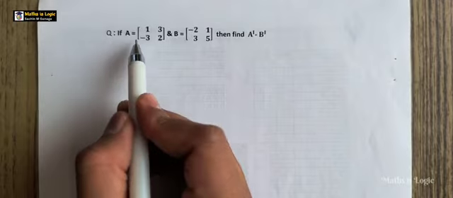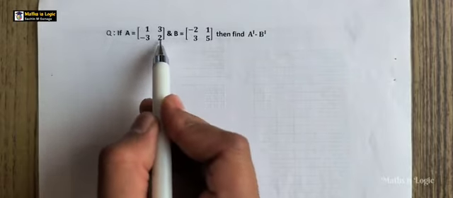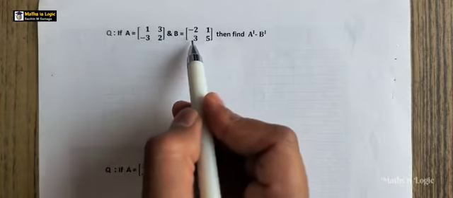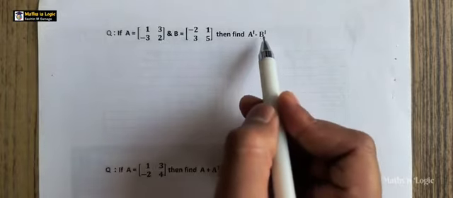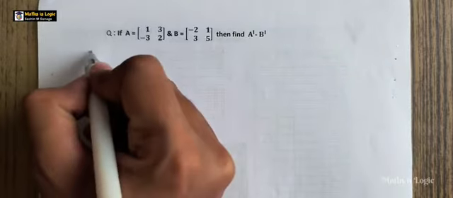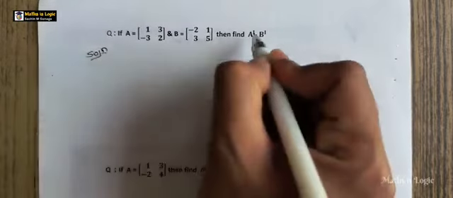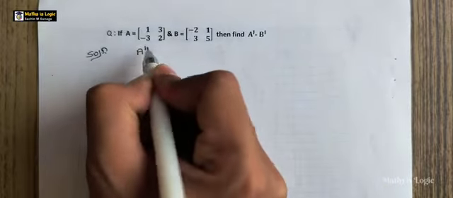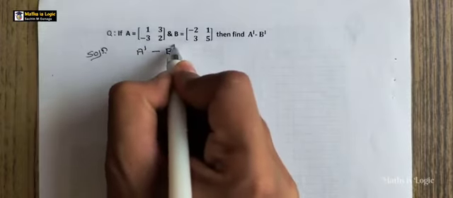So next, A is equal to [1 3; -3 2], B is equal to [-2 1; 3 5]. Find A dash minus B dash. So dash means transpose of a matrix. Therefore in the solution write this: A transpose minus B transpose.